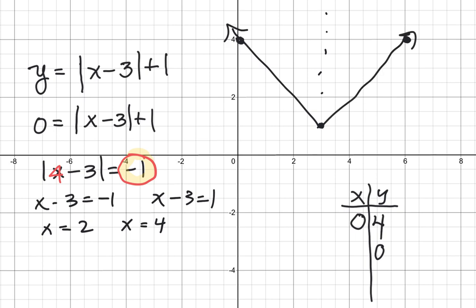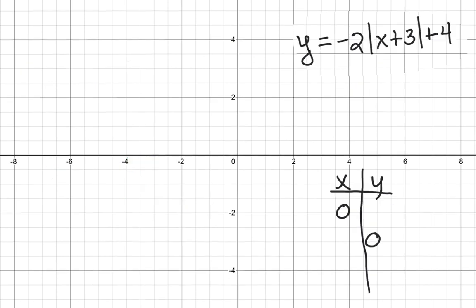Let's try one more where there are x-intercepts. Okay, so our new function is y equals negative 2 times the absolute value of x plus 3, plus 4. And again, looking at the ways we can find the vertex, I would know it is at the opposite of positive 3, so negative 3 comma positive 4. So my vertex here should be up here at negative 3, 4. And then because of that negative 2, I know it's opening down, so it's going to go something like this. And there should be x-intercepts here.